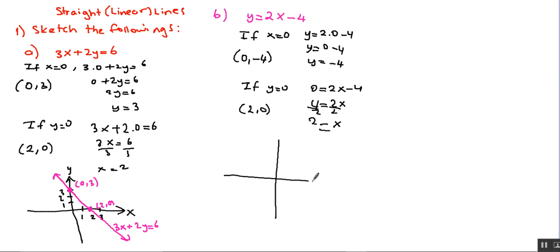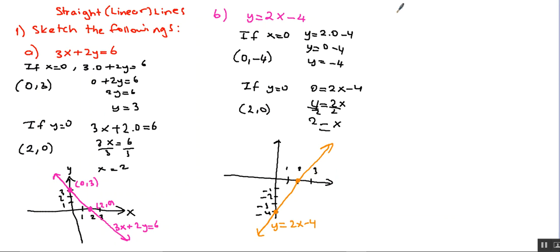So we sketch that. 0, negative 4. 1, 2, 3, 4. That's negative 4, negative 3, negative 2, negative 1. 1, 2, 3. This is 1, 2, 3. So where are the points? The point 0, negative 4 is going to be here. X is 0, y is negative 4, and 2, 0 is going to be here. And what do we do? We draw a straight line. And don't forget to write the equation on it. Y is equal to 2x minus 4 line.